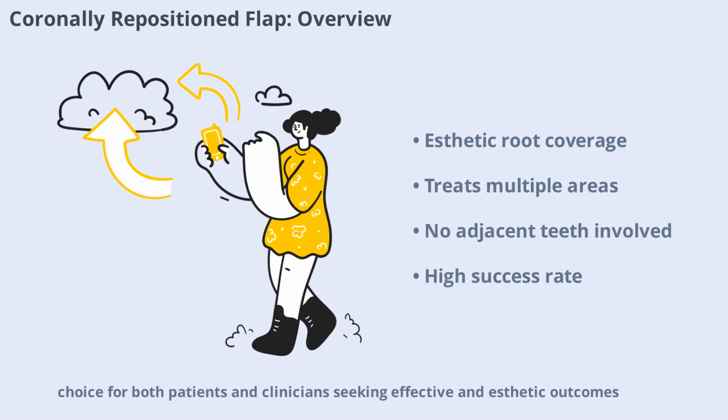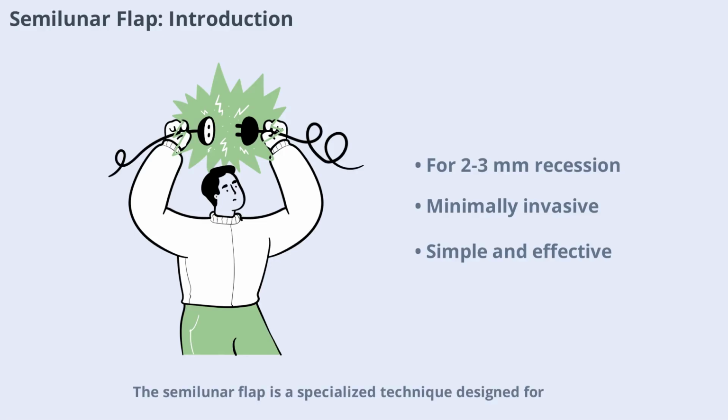The Semilunar Flap is a specialized technique designed for areas where gingival recession is limited to 2-3 mm. This minimally invasive approach is ideal for small, localized defects and is valued for its simplicity and effectiveness. The semilunar incision allows for gentle repositioning of the tissue without extensive surgical manipulation.